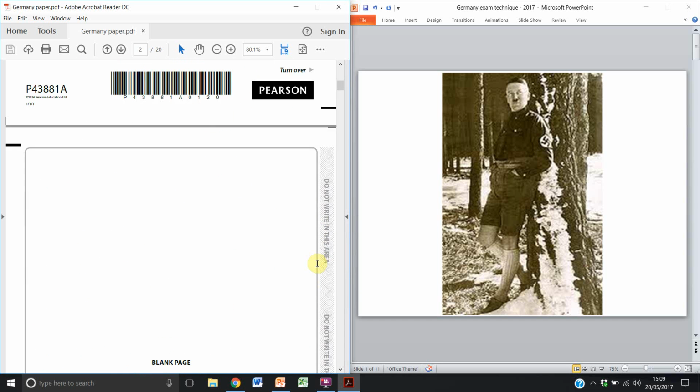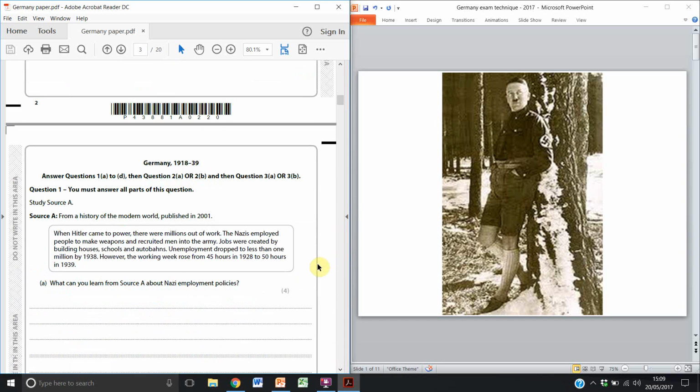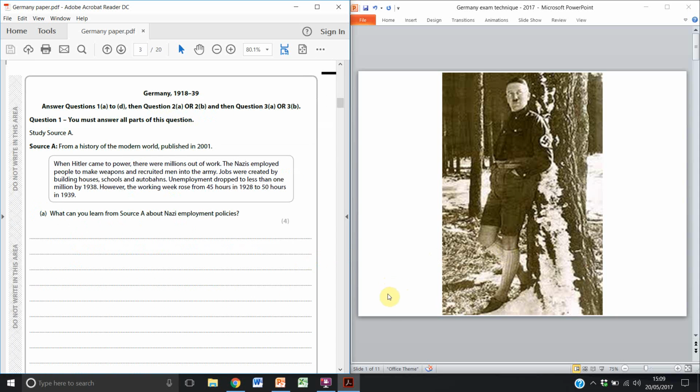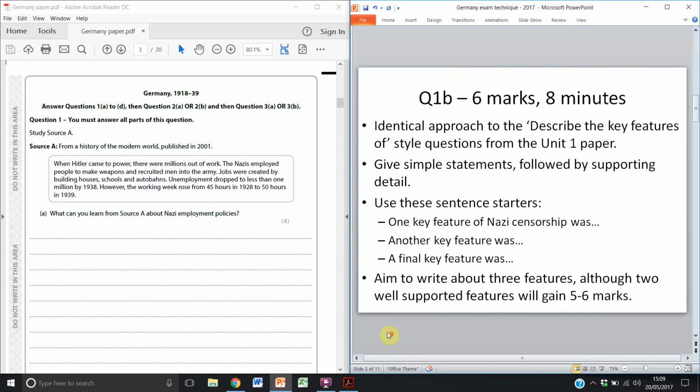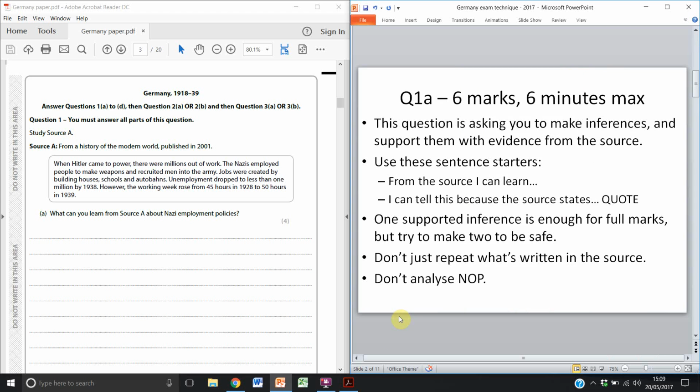Okay, let's have a look then at question 1A. Question 1A is worth 4 marks. So for that question, 4 marks, slight typo there on my PowerPoint. It's not worth 6 marks, it's worth 4 marks. And that means that because it's worth 4 marks, you should be spending an absolute maximum time of 6 minutes writing your answer. For this question, you will have a historical source.